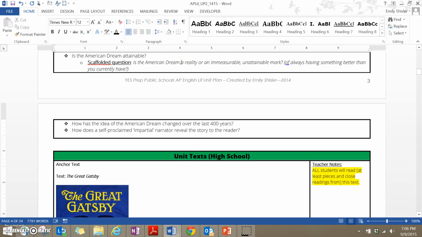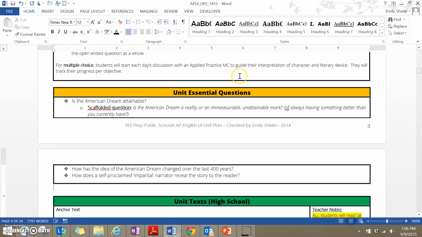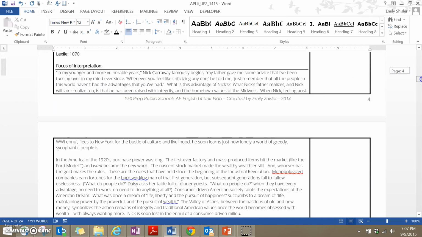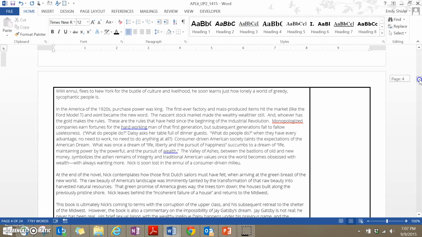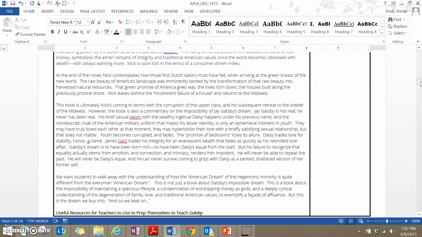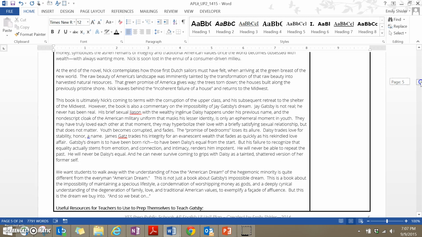Is the American dream attainable, or how has it changed over the last 400 years, as unit essential questions have worked really well for me, but you might have ones that work better for the students in your class, and I really encourage you to make the unit essential questions your own. This little blurb here about The Great Gatsby is my attempt to come to terms with what I want students to understand and walk away with, thinking about understandings and misunderstandings, and I recommend that you just give that a quick read.